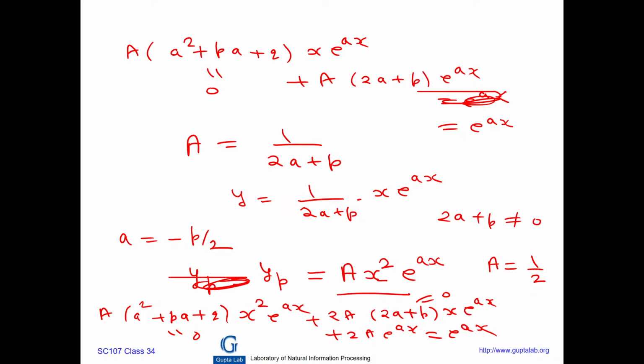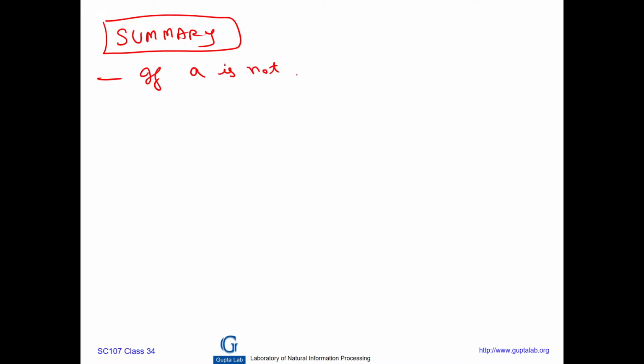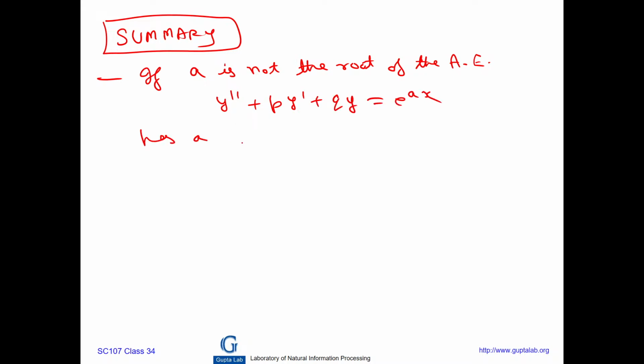And so in summary what I can say, if a is not the root of the auxiliary equation, then y double prime plus p times y prime plus q times y is equal to e raised to power ax has a particular solution A times e raised to power ax, right?